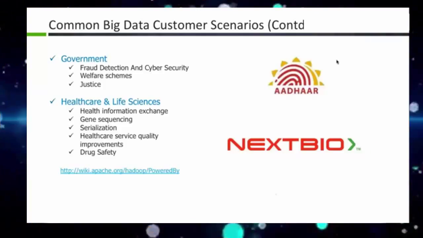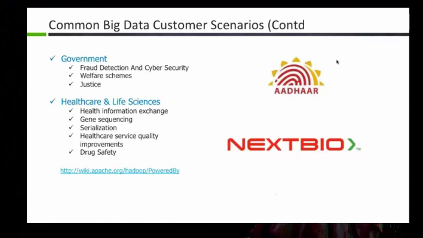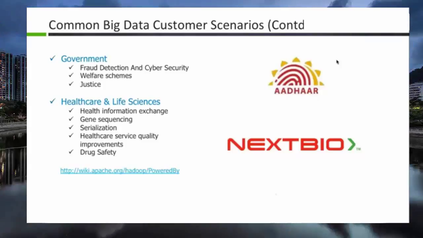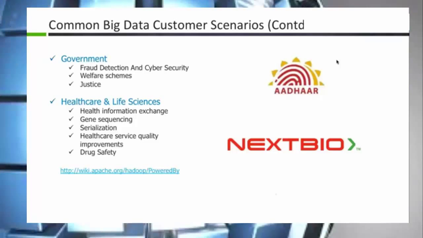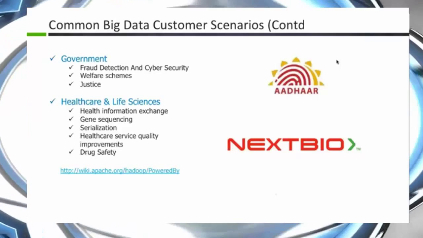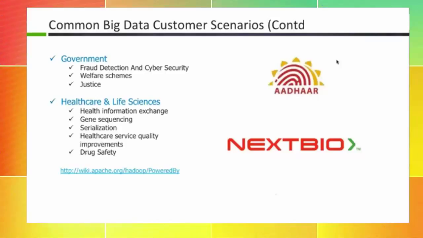Then Next Bio is a large organization in the healthcare and life sciences space. It uses Hadoop for gene sequencing. Now, I'm not an expert on that, so don't ask me what all can be done using gene sequencing. Some of you can read about it, and I can send you a few links. I know as much as you do. But the idea of putting it here is that this is one area where big data analytics is being used in a huge way in the health sciences and life sciences.